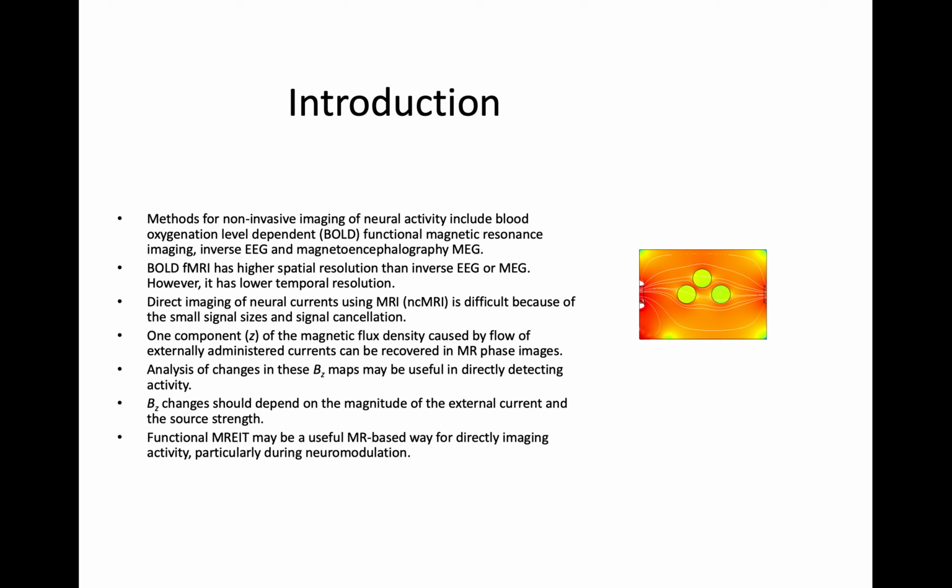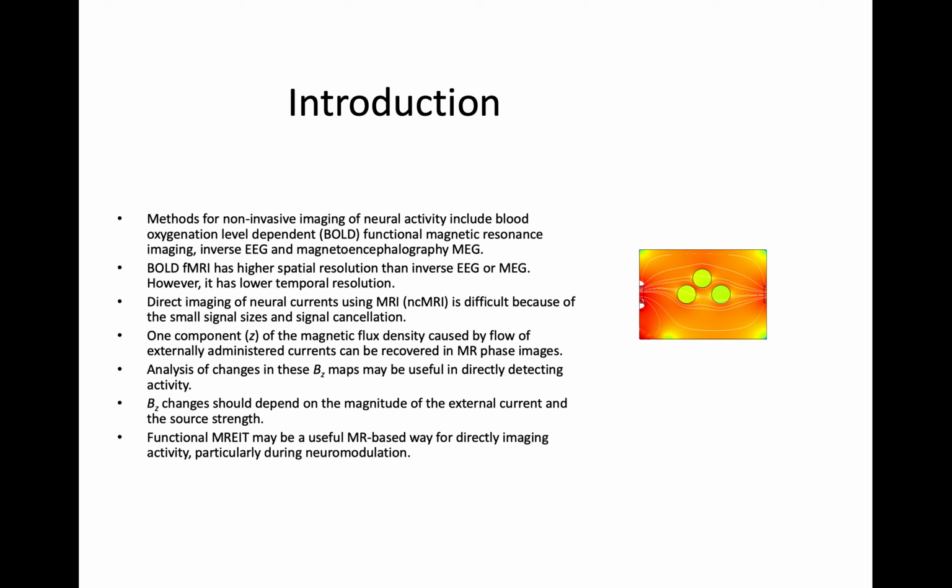MR phase images that are recorded during current flow encode the Z component of the magnetic flux density caused by the external current, and also register these shifts in the current flow that may be caused by activity. The amount of phase change measured should depend on how much external current is administered and also on internal source strengths, sizes, and locations. This technique may be useful to enable direct imaging of activity.